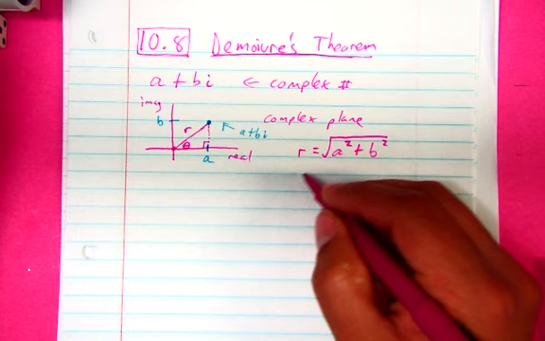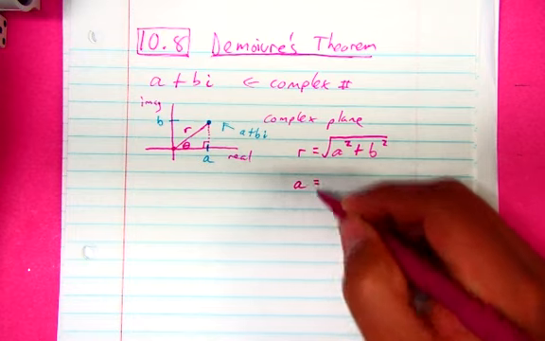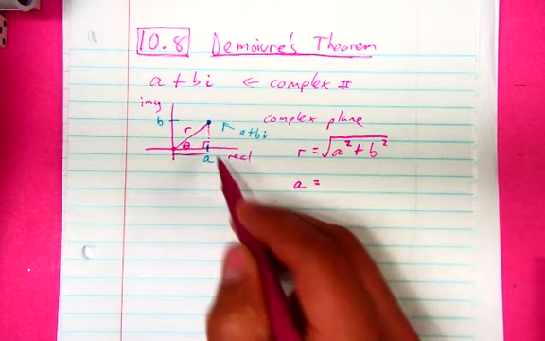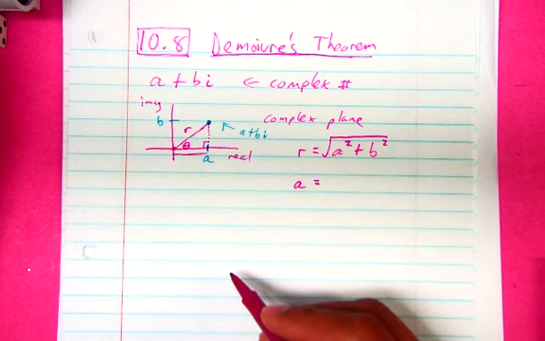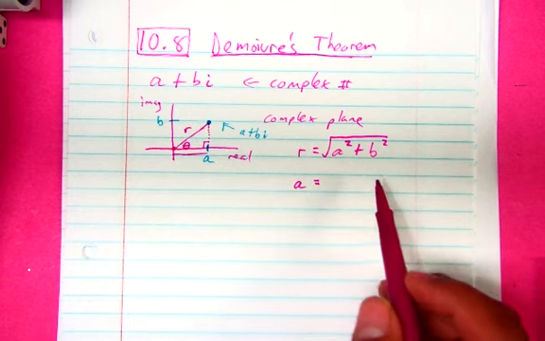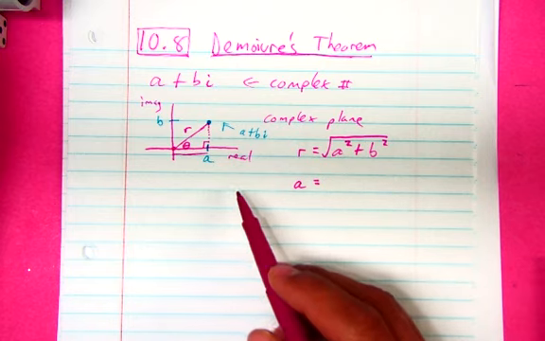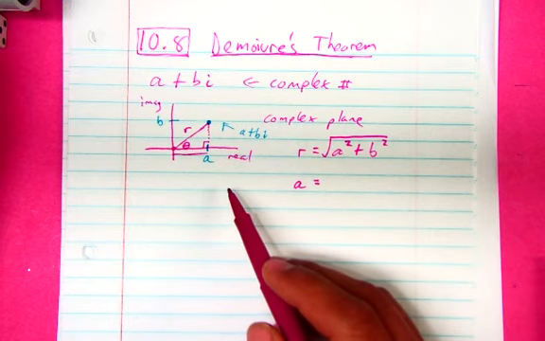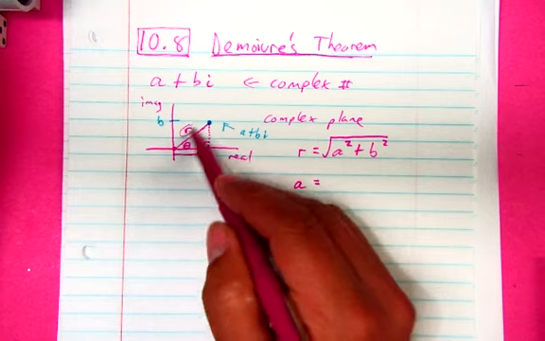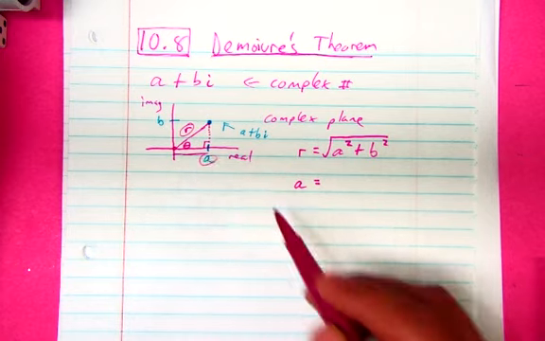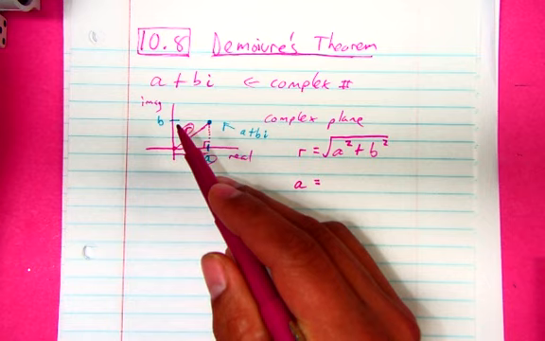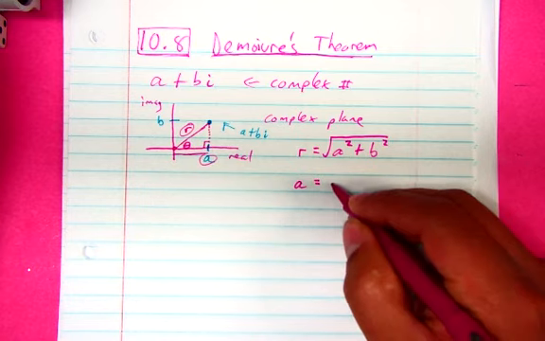Now, what would a be? How would I find this distance? Well, let's think SOHCAHTOA. Sine or cosine? Which one? If I have r and I have a, what function would I use? R cosine. So a would be r cosine theta.